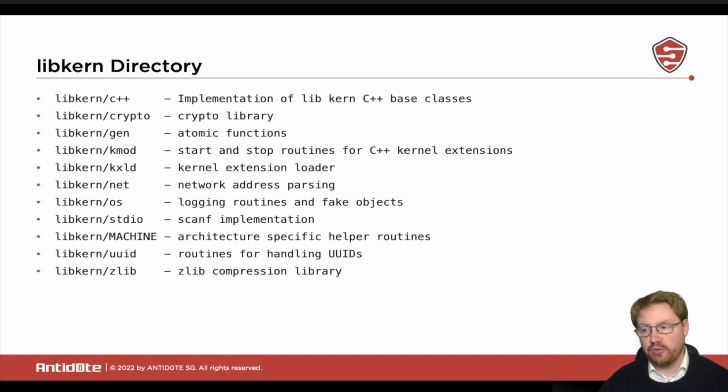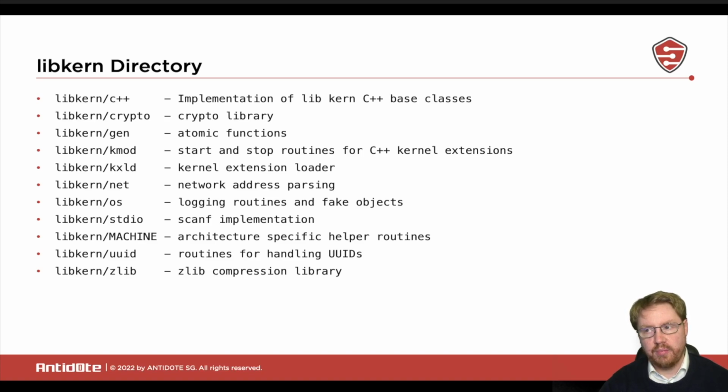You have the crypto library, you have some stuff for atomic operations, you have the kernel modules start and stop functions, you have the kernel extension loader, you have some network address parsing code, you have some logging functions, some fake object code, support for block functions and stuff like that. You have a standard IO directory that only has scanf in there.